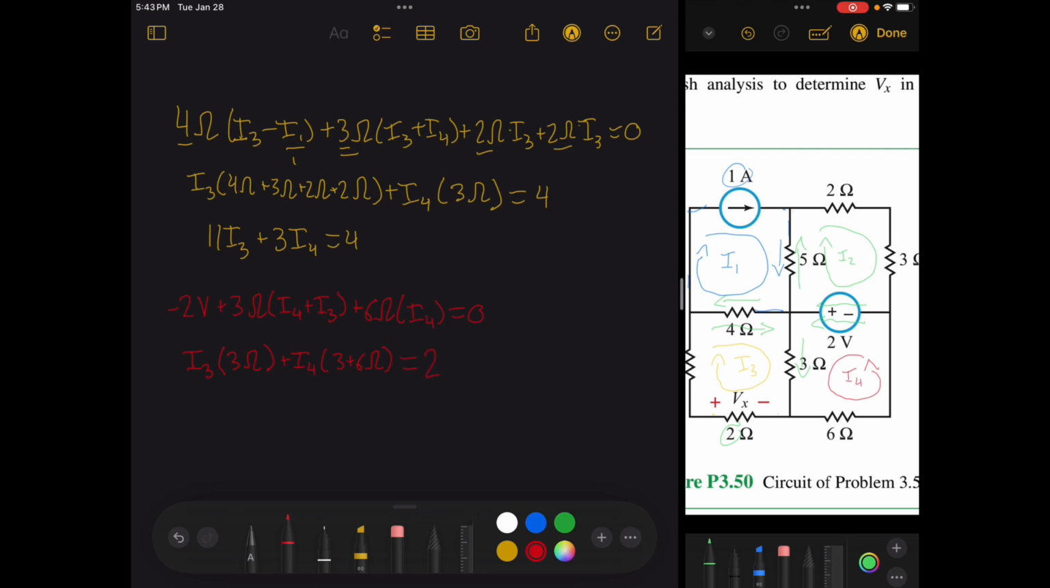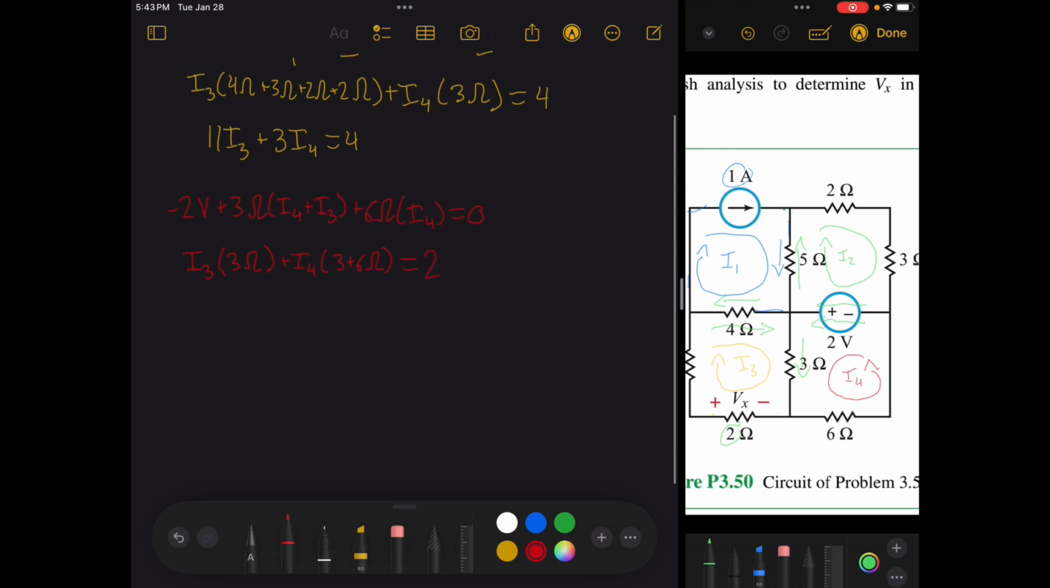Move to the right side, 2 volts. Volts is also an SI unit, so done. So what we're left with is 3I3 plus 9I4 is equal to 2. So we have a system of two equations, 11I3 plus 3I4 equals 4, and this one. And so let's make a matrix. So we have 11 and 3, and then from here 3 and 9.